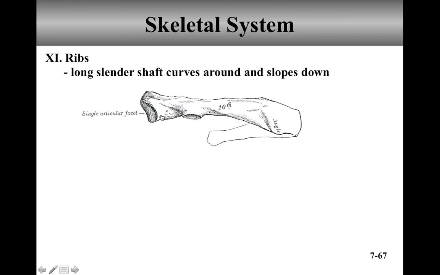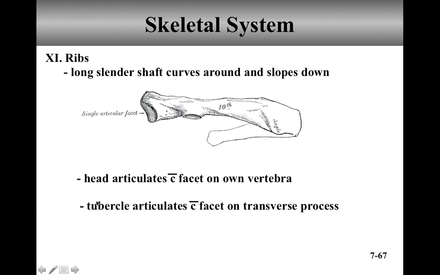And so here's your ribs. With ribs, you don't really have to be able to label individual structures on them, but your rib is basically a long, slender bone that curves around and slopes a little bit downward from your vertebrae to the front of your body. The head of the rib articulates with a facet on the vertebrae, and the tubercle, which is this little guy right here, is going to articulate with the facet on a transverse process. And so they're connected in two places.